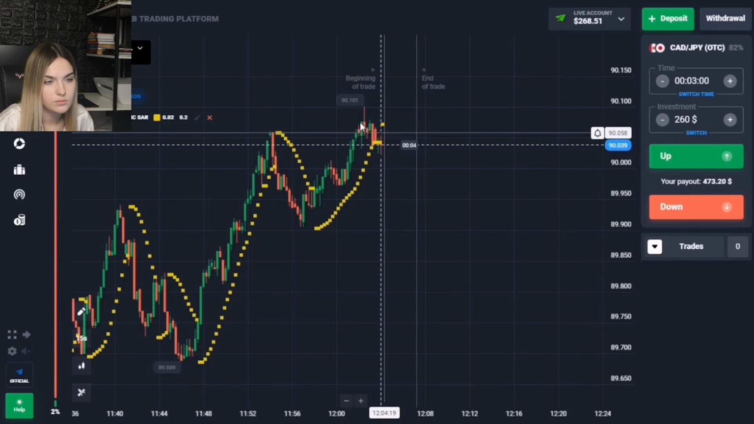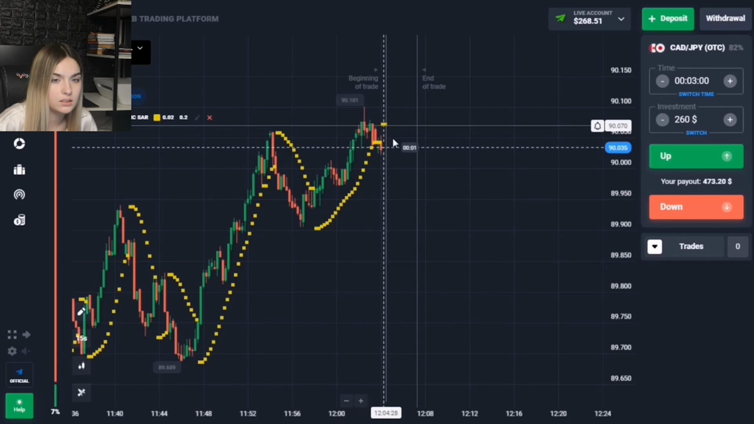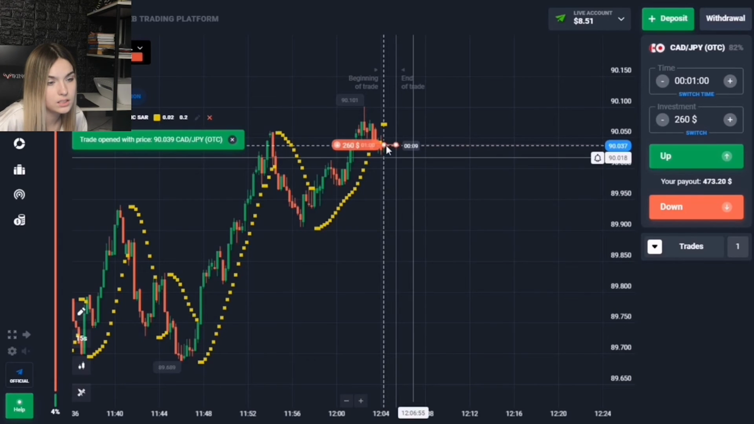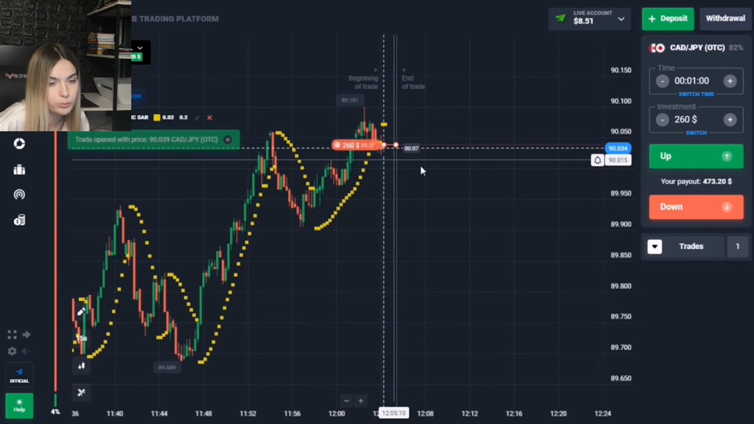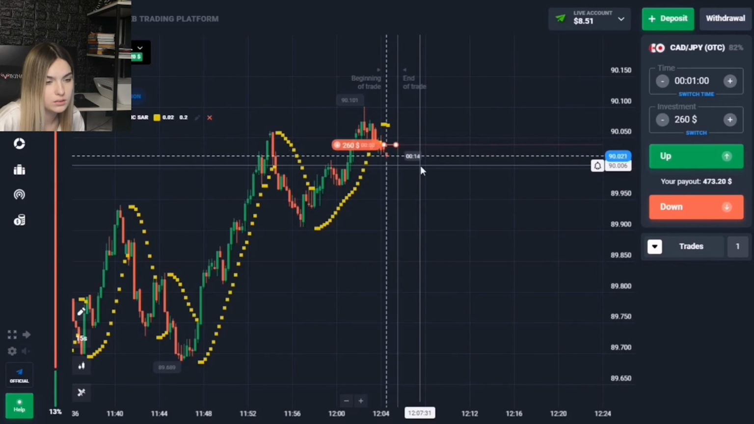There is a resistance level at the top here. We also see that our indicator tells us that there is an entry point in this situation. I suggest opening a deal for 1 minute to go down. I think that in this situation there will be at least a small pullback down, after which the upward movement will surely continue. So friends, let's wait for the end of our deal.